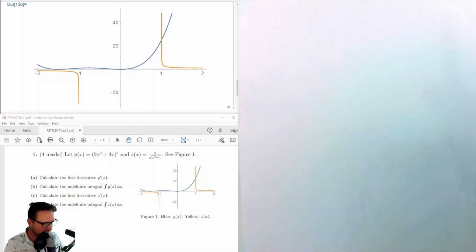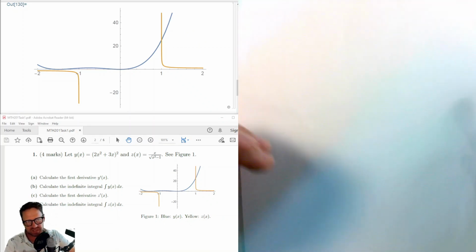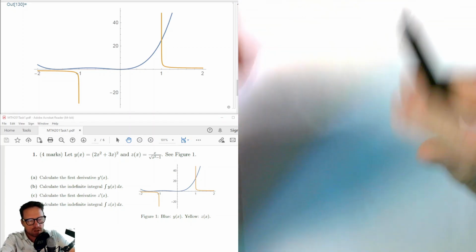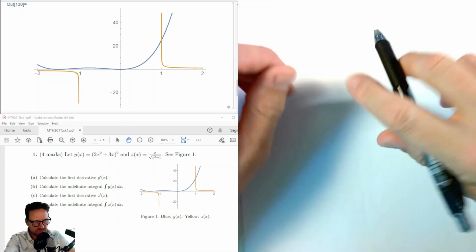Welcome. So right now I'm going to talk about notation a little bit in the context of assignment 1, which I have just on the left here.